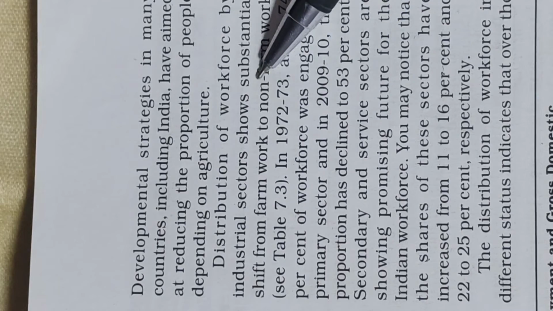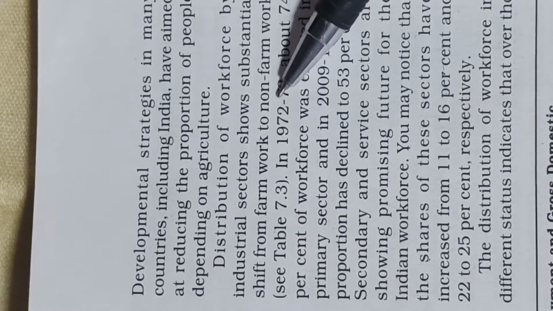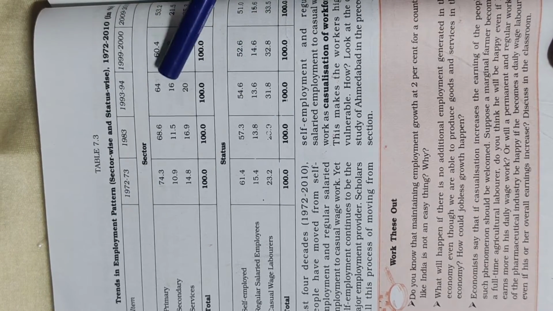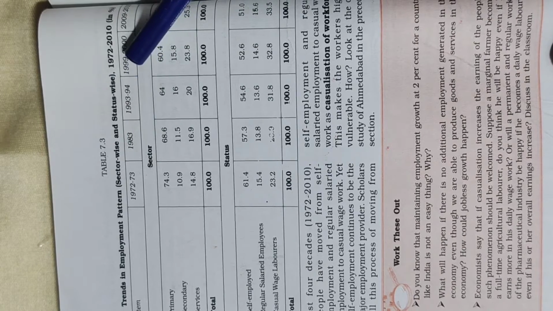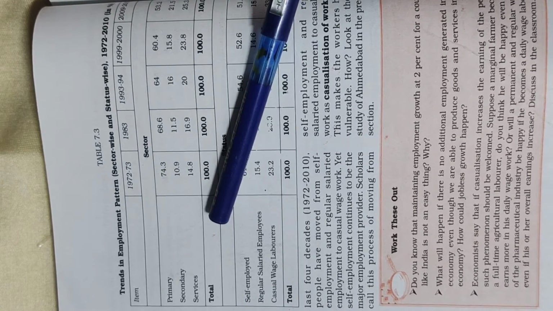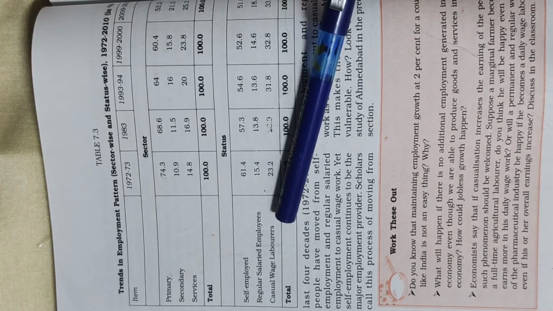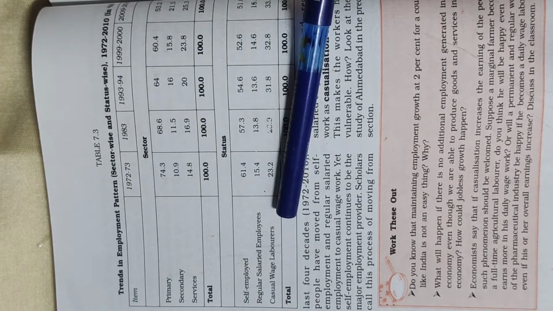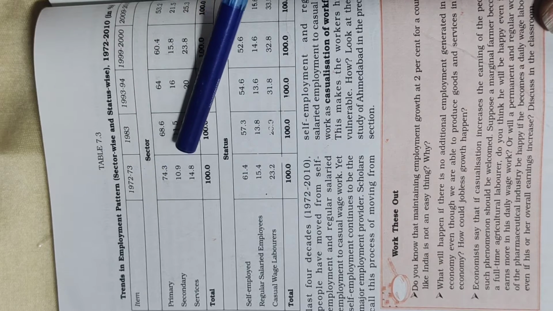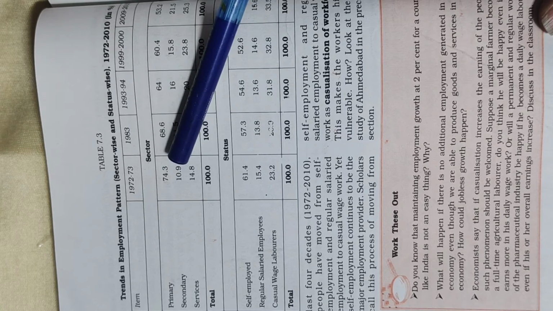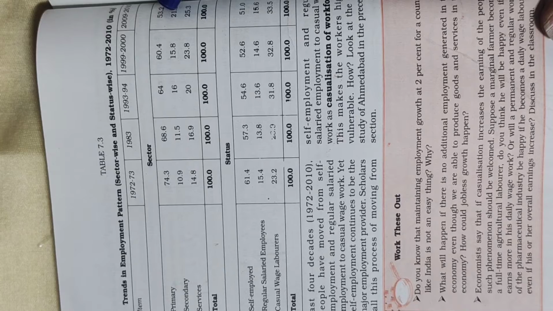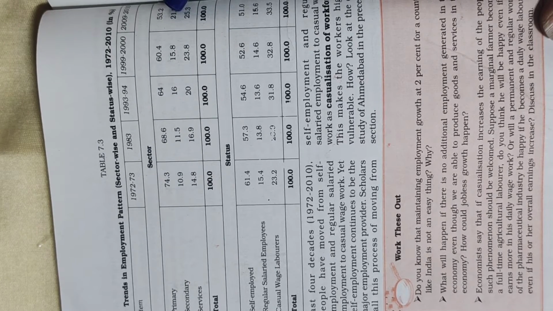Distribution of workforce by industrial sectors shows a substantial shift from farm work to non-farm work, as we'll see in the table. Let's study the table. In this you find the trends in employment patterns sector-wise and status-wise, 1972 to 2010 in percentage. The items are given as primary, secondary, tertiary services, total, self-employed, regular salaried employees and casual wage laborers. Let's just take this. In 72-73 about 74% of workforce was engaged in the primary sector, and in 2009-10 it declined to 53.2%, say 53%, let's round it out.